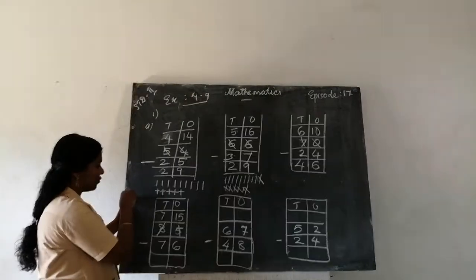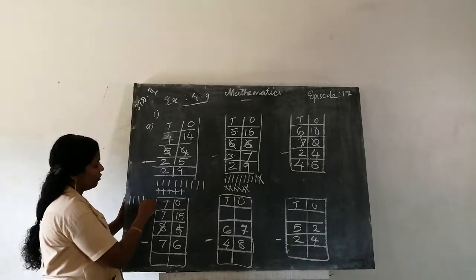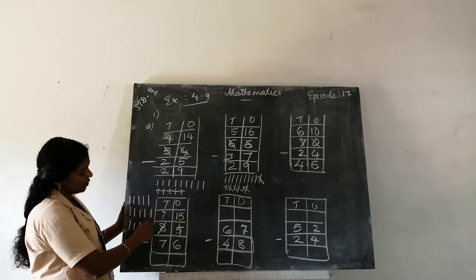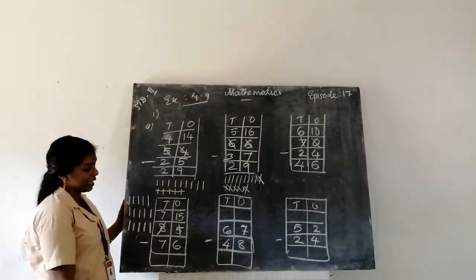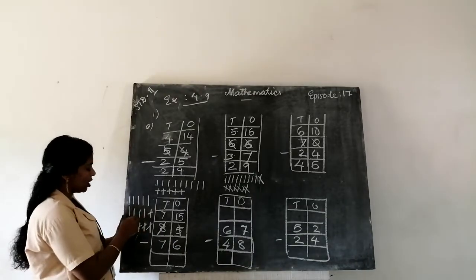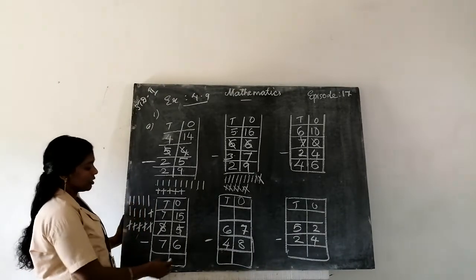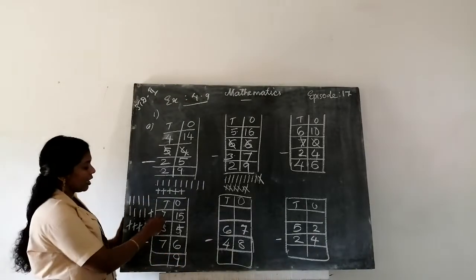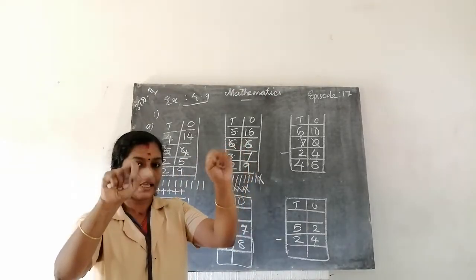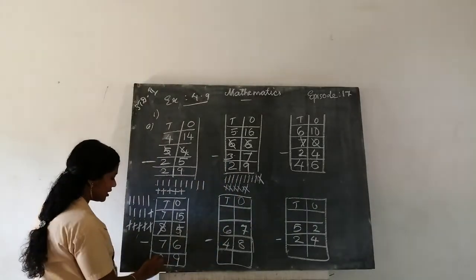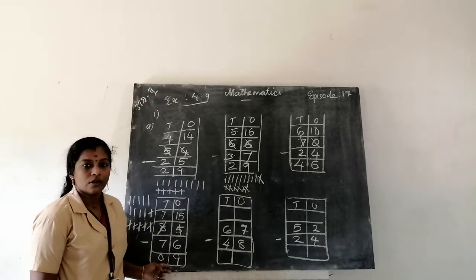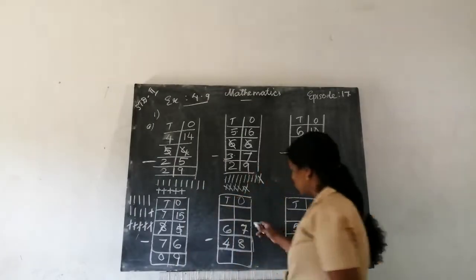No. Then you want to draw 15 lines: 1, 2, 3, 4, 5, 6, 7, 8, 9, 10, 11, 12, 13, 14, 15. From 15, you want to cut down 6 lines: 1, 2, 3, 4, 5, 6. The balance is 1, 2, 3, 4, 5, 6, 7, 8, 9. Answer is 9. Then the balance here, how much is there? 7. 7 minus 7, what is the answer? 0. So you write here 0. So when we subtract 76 from 85, the answer will be 9. Okay, right?